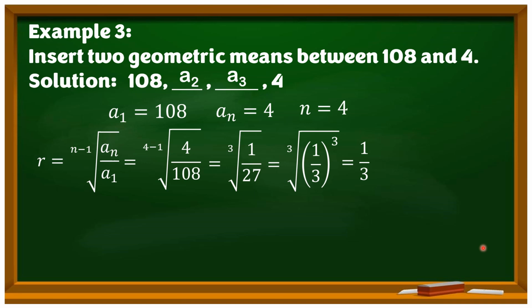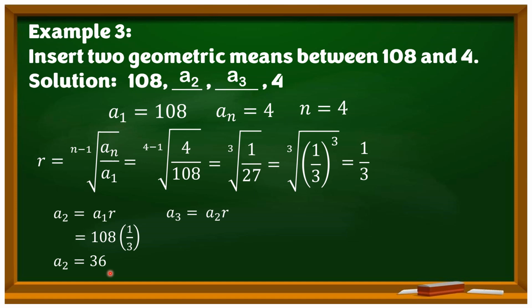Next is we're going to solve for the value of a sub 2. That is equal to a sub 1 times r. A sub 1 is 108 and the value of r is 1/3. So 108 times 1/3 is equal to 36. The second term is 36.